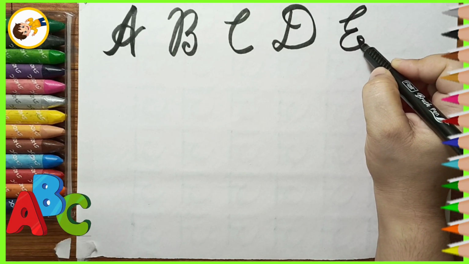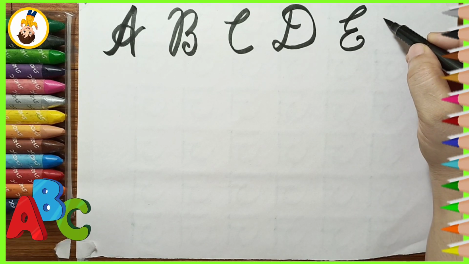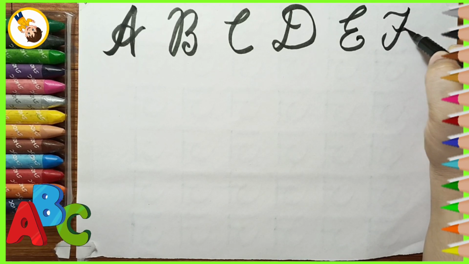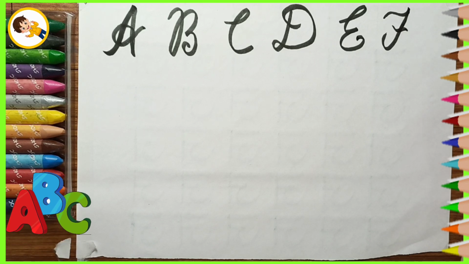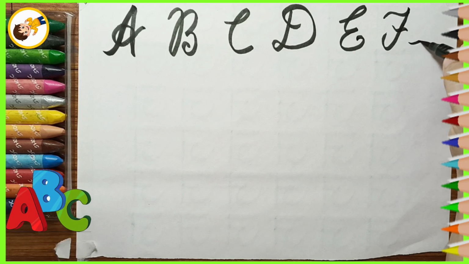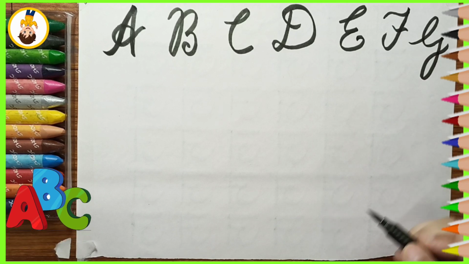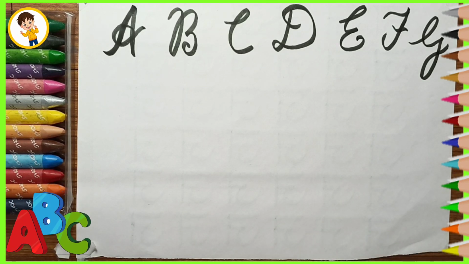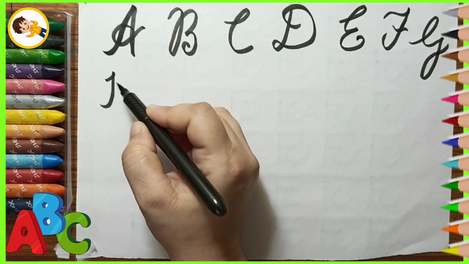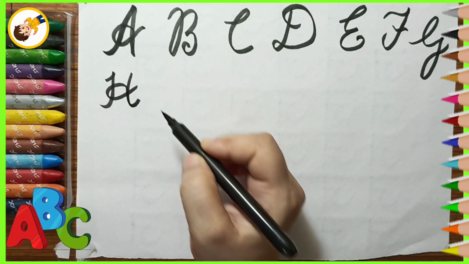E. E for elephant. F. F for fish. G. G for grapes. H. H for hen.